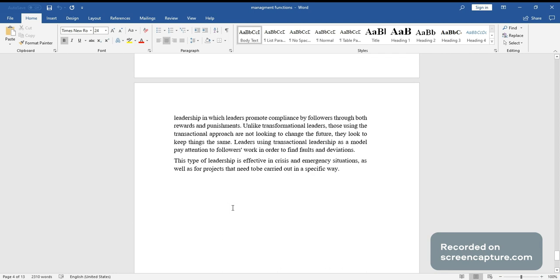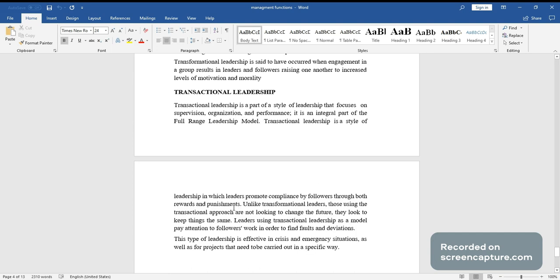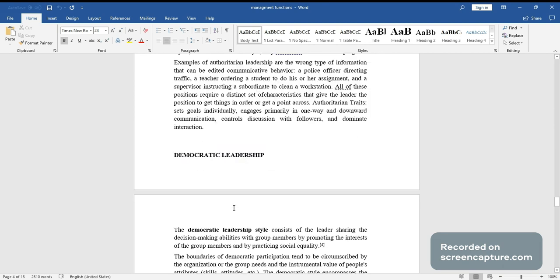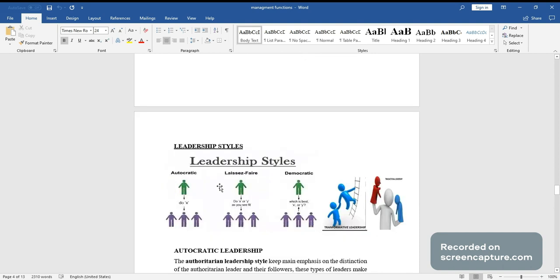The leadership styles are autocratic leadership, democratic or participative leadership, laissez-faire or free rein leadership, transactional leadership, and transformational leadership. Based on the examples, they may come under each and every category of leadership style. Once again, we can see the chart showing autocratic leadership, laissez-faire leadership, transformational leadership, and transactional leadership style. These are all different types of leadership styles.